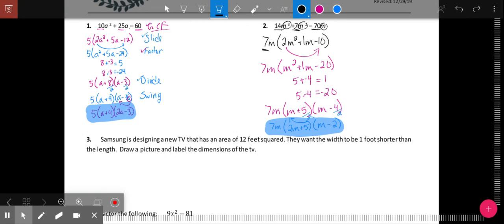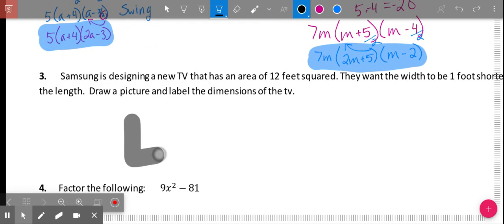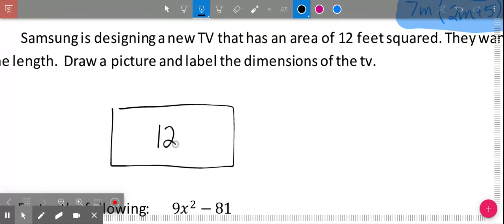All right, looking at number 3. It says Samsung is designing a new TV that has an area of 12 feet squared. They want the width to be 1 foot shorter than the length. Draw a picture and label the dimensions of the TV. So, we know that TVs have a rectangular shape. Okay, and we know that the area is going to be 12 feet squared.